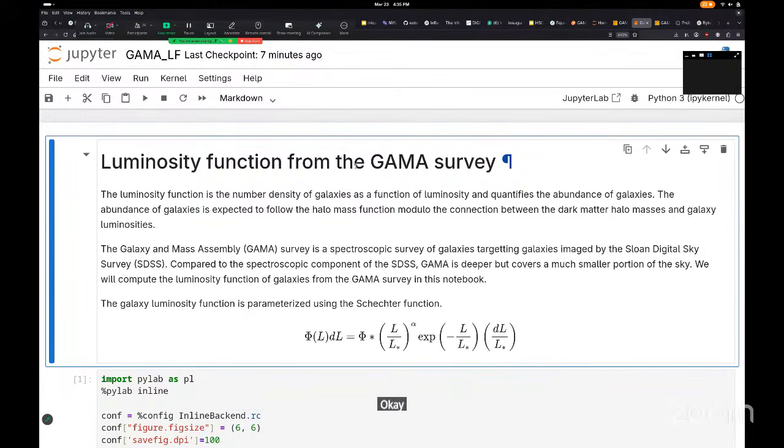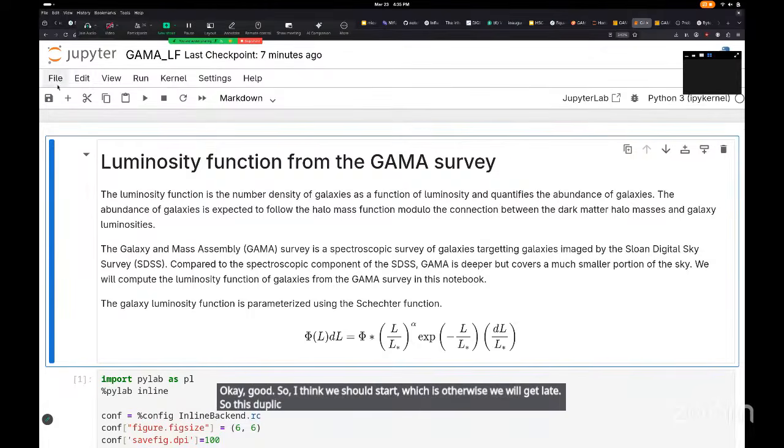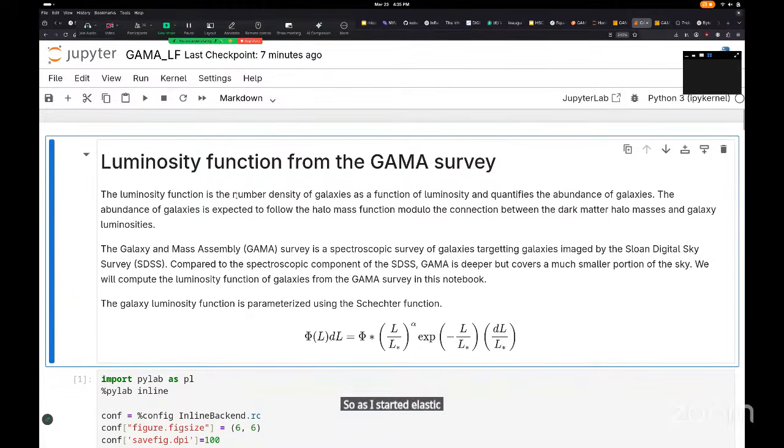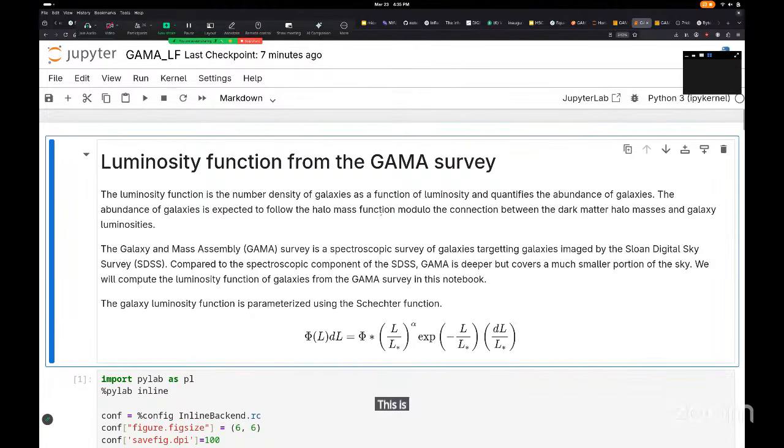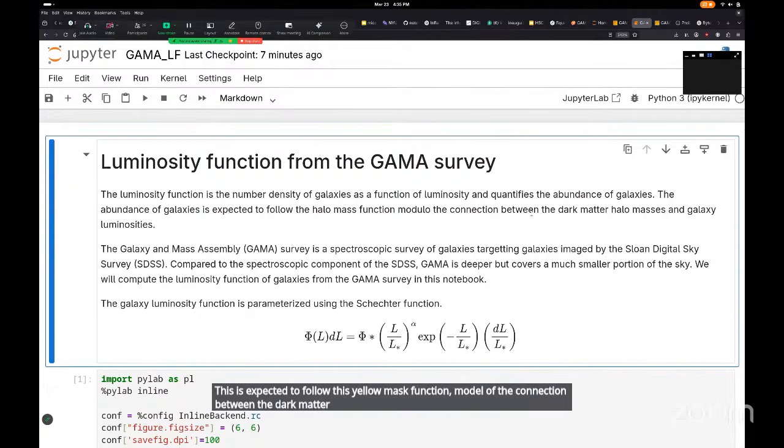Okay, good. So I think we should start because otherwise we will get late. So this Jupyter notebook, I have opened gamma_LF. This is what I had sent you. So as I said, the luminosity function from the GAMA survey is what we are going to do. This is the number density of galaxies as a function of luminosity and quantifies the abundance of galaxies. This is expected to follow the halo mass function, modulo the connection between the dark matter halo masses and the galaxy luminosity.